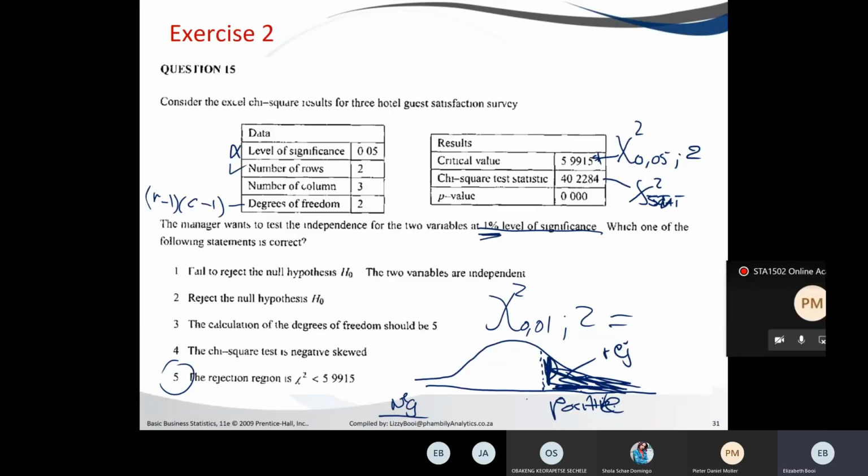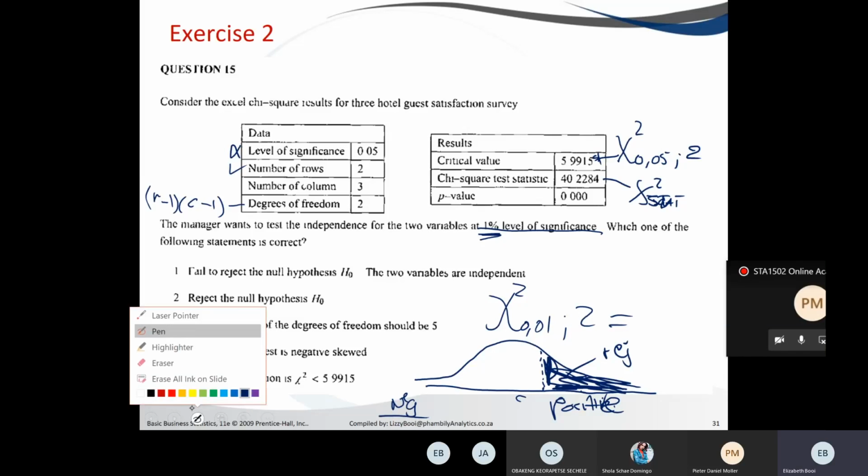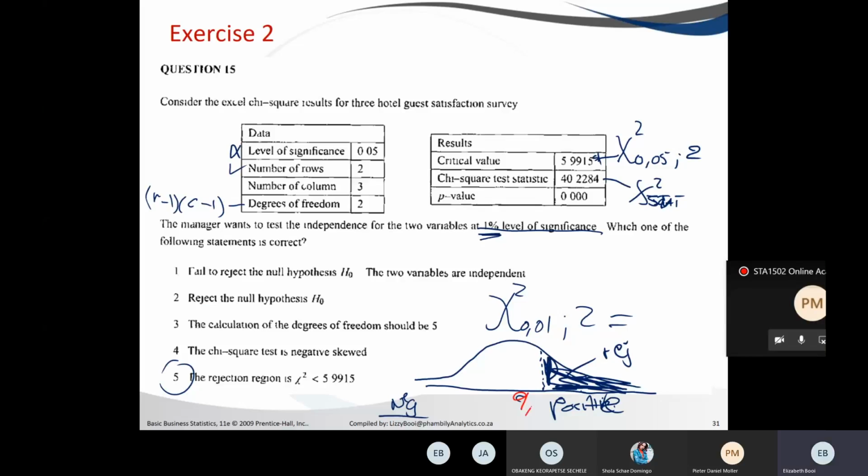Shola says the critical value was 9.21. You want to find the critical value and it's 9.21. So if the critical value is 9.21, it means number 5 is incorrect, because number 5 is saying the region of rejection critical value will be less than 5.9915. So it is incorrect because the region of rejection is 9.21, since we're using a 1% level of significance.